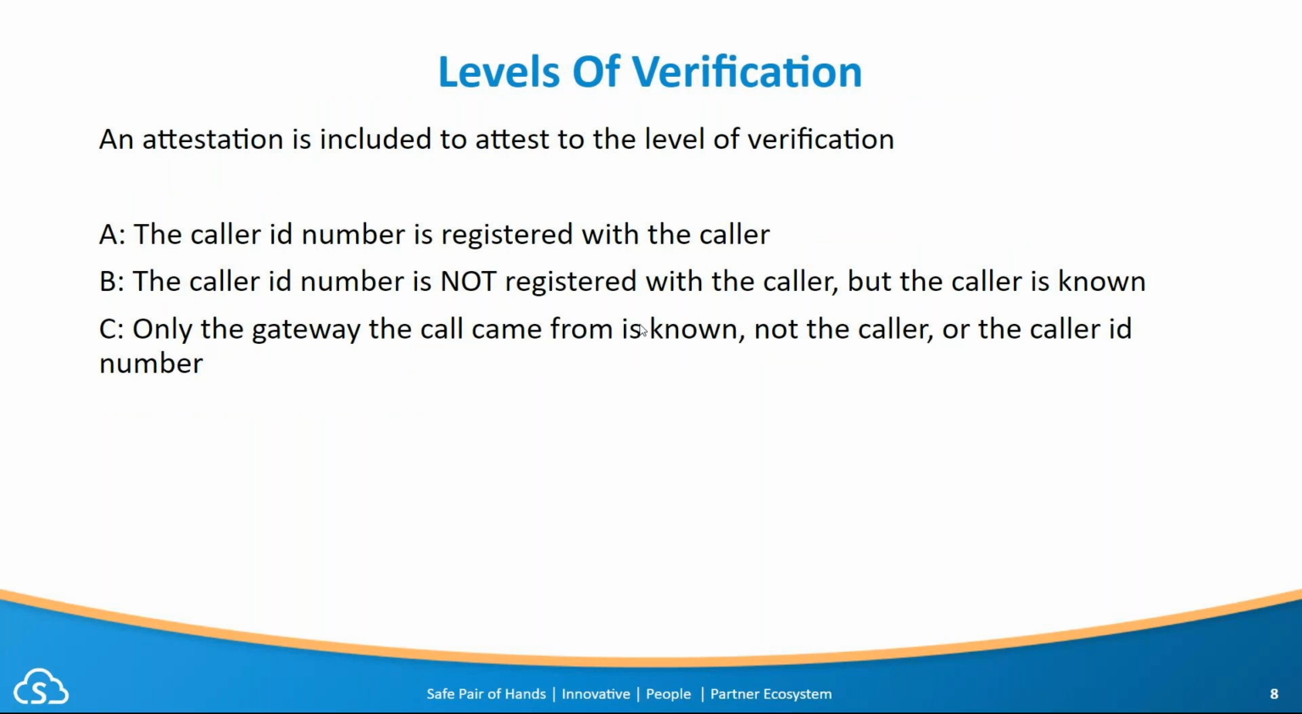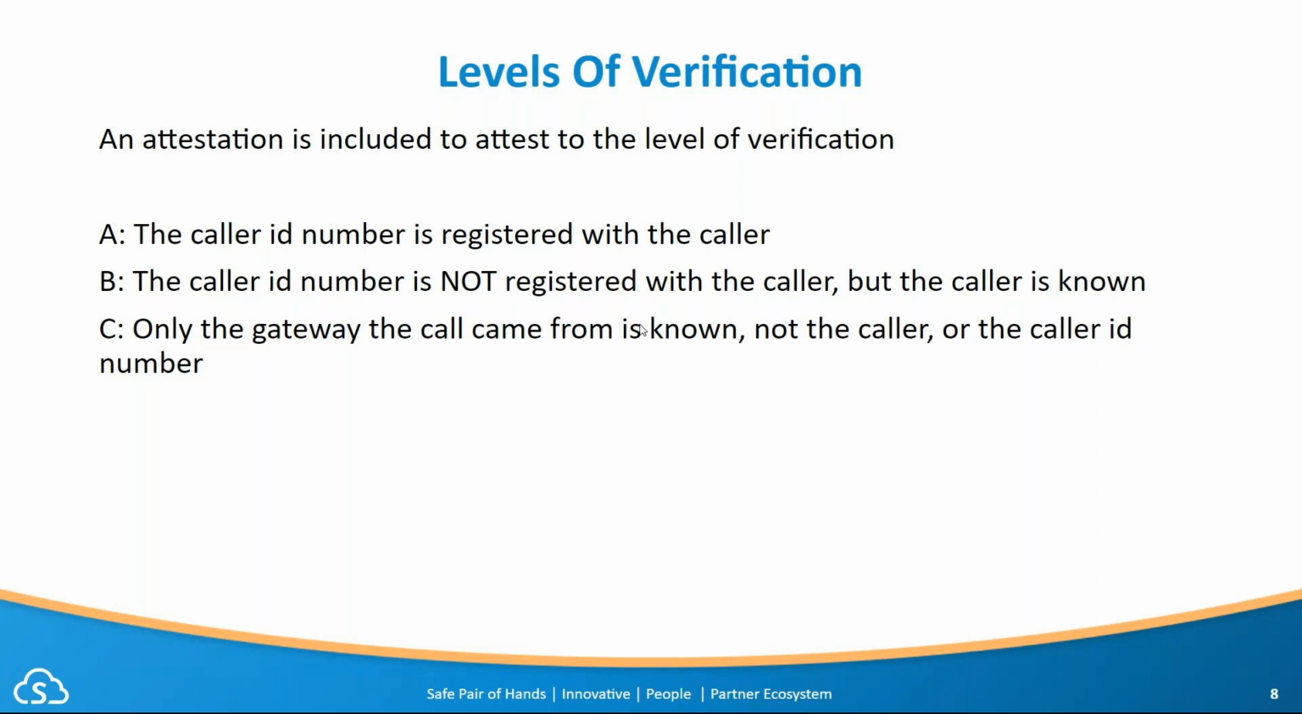Verification also includes levels, and this is called an attestation. So there's 3, A, B, and C. A means that the caller ID number is registered with the caller. So that would mean, hey, this phone number is on their account, they can use it.